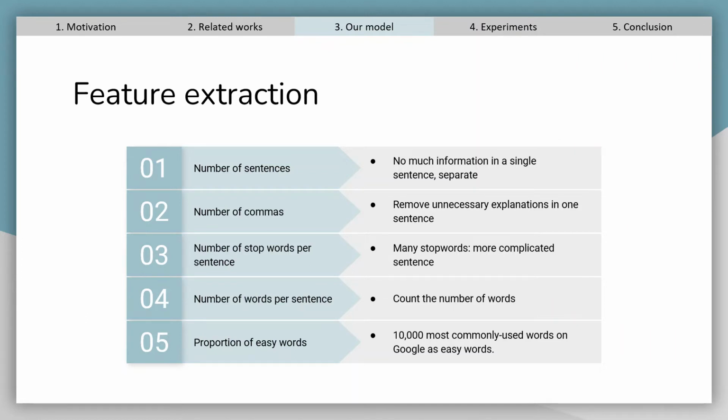Number 4. Number of words per sentence. The less, the better. Number 5. Proportion of easy words. We use the top 10,000 most commonly used words on Google as an indicator of easy words.